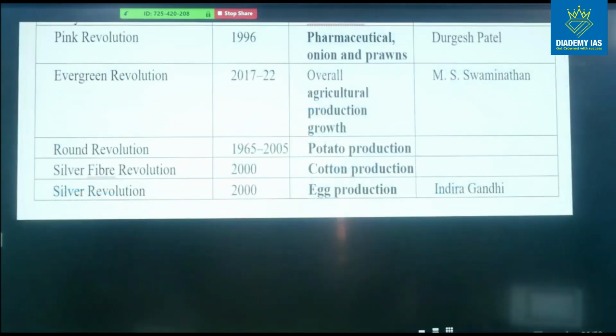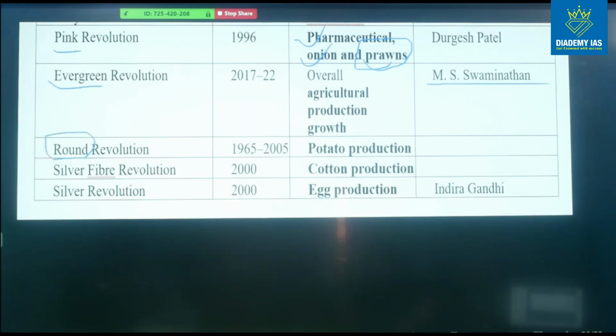Okay, now pink revolution is for pharmaceuticals, onions and prawns, right? The question which was asked in the examination was about prawns. Evergreen revolution is for the overall growth. The father of this revolution is also M.S. Swaminathan.